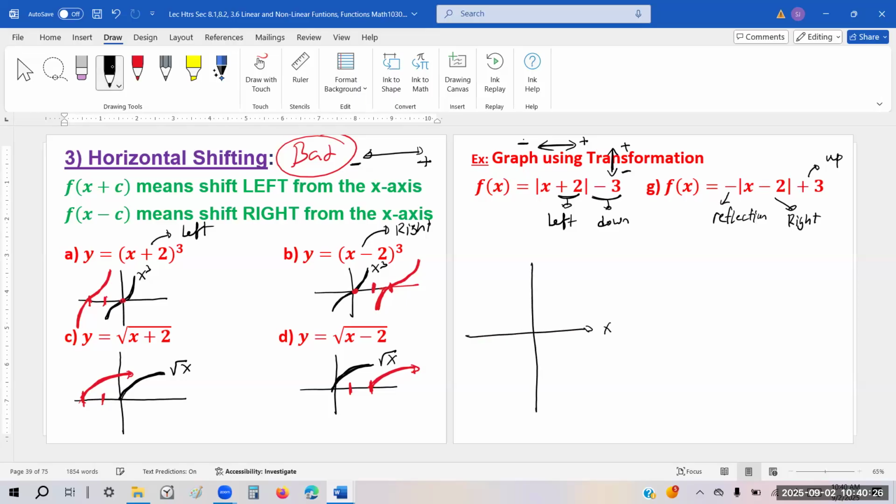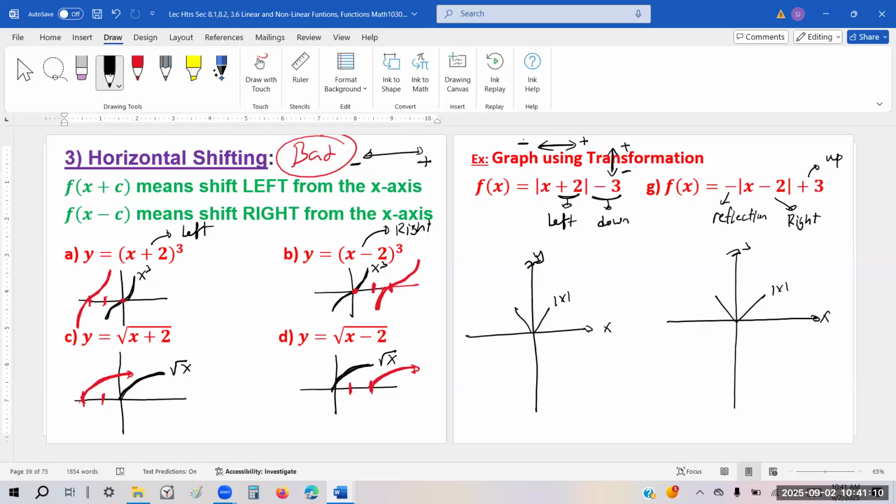You start with the original one, x, y. What's the shape of the original absolute value function? V. V at the origin. This is the original absolute value. So draw the original one, and then take this original one and move it around depending on the direction it tells us.